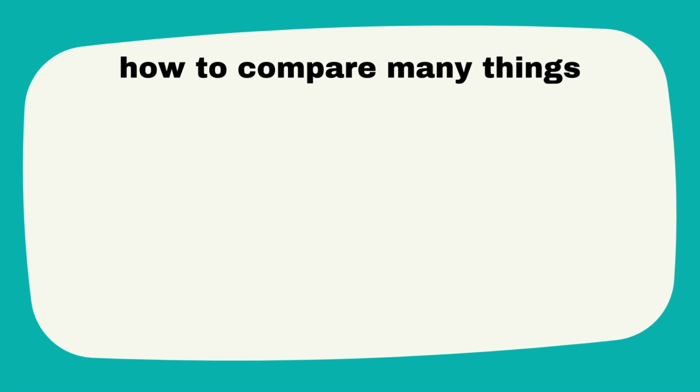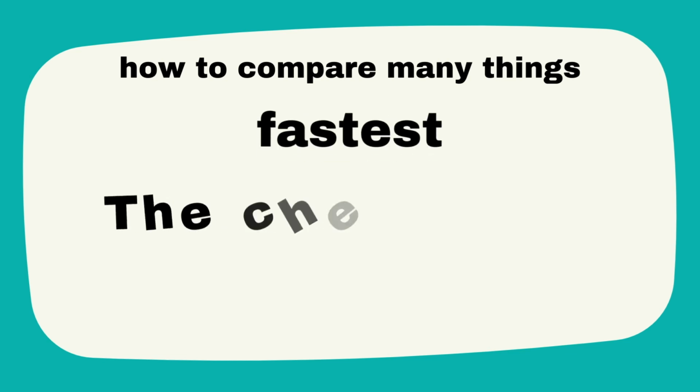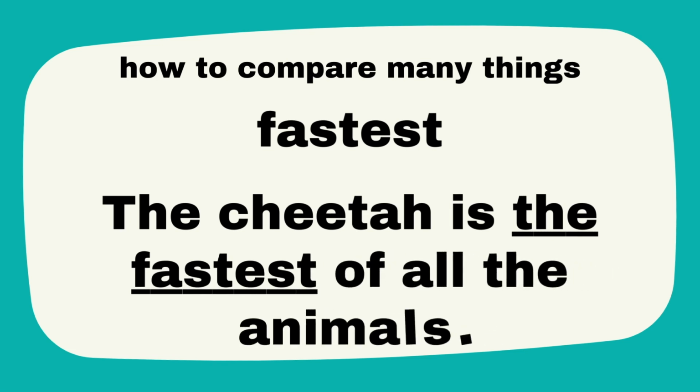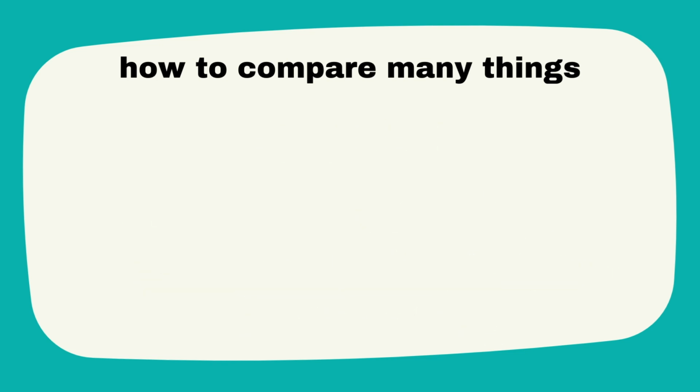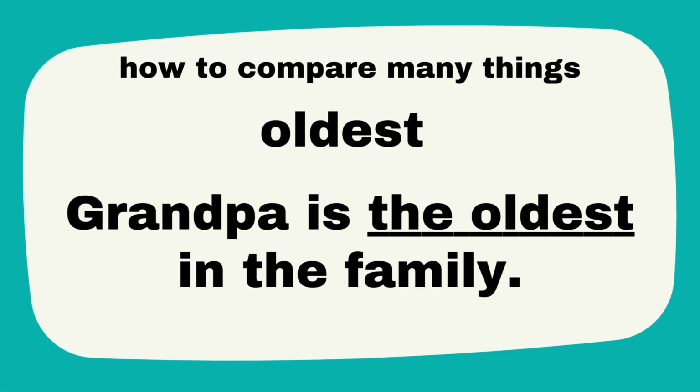We're going to use fast for our example. The superlative form of fast is fastest. So, the cheetah is the fastest of all the animals. For our next example, let's use old. The superlative form of old is oldest. So, Grandpa is the oldest in the family.